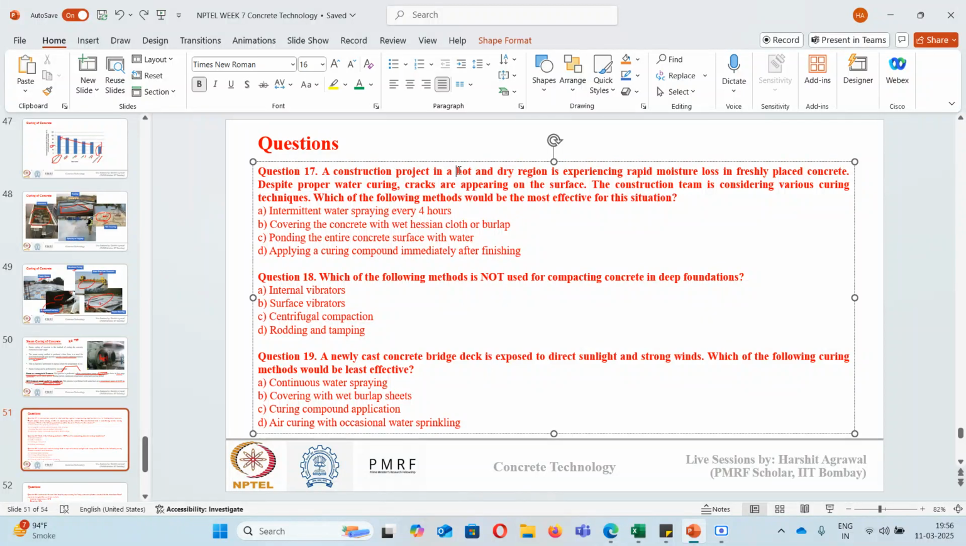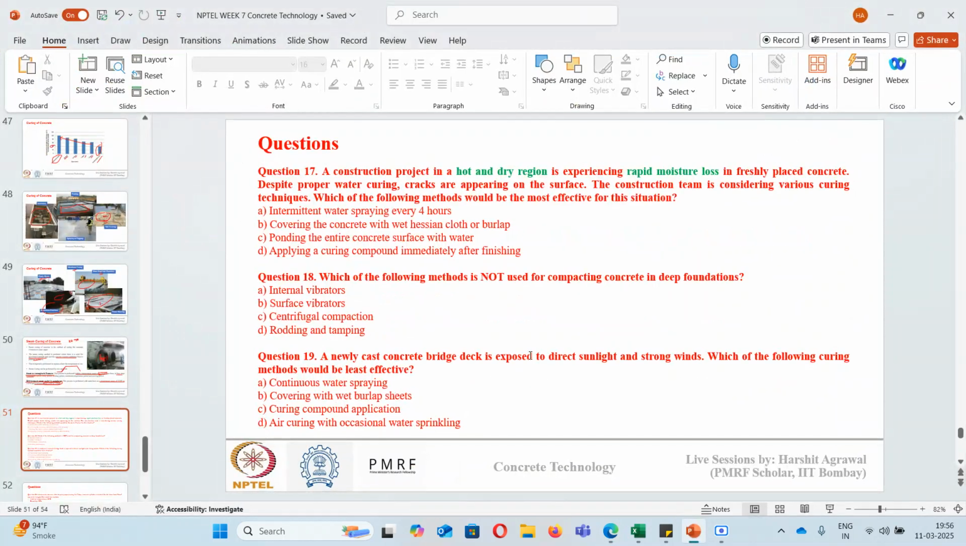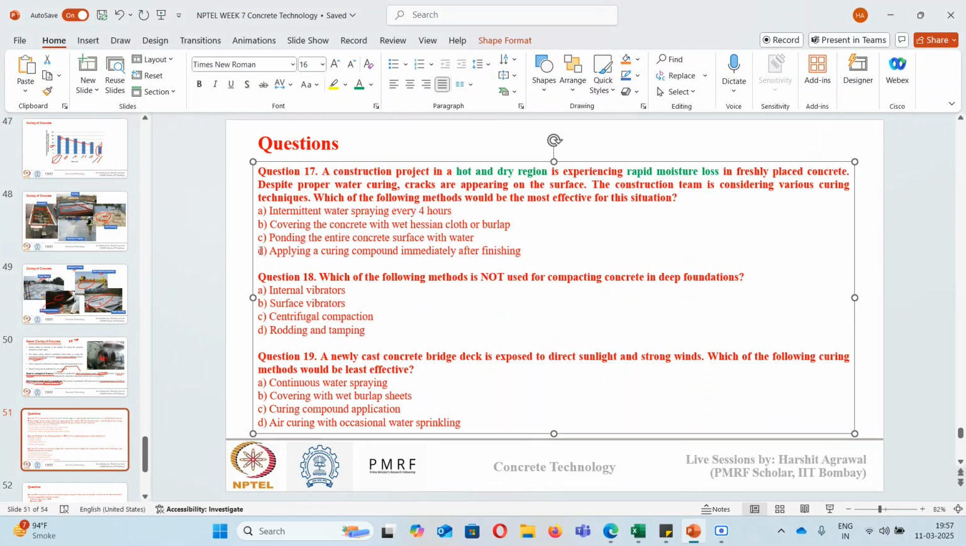So remember these keywords in the question. It is a hot and dry region which is experiencing rapid moisture loss. Okay, so the correct answer for this will be D.